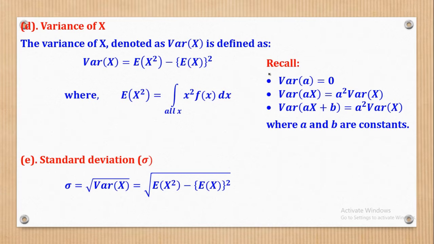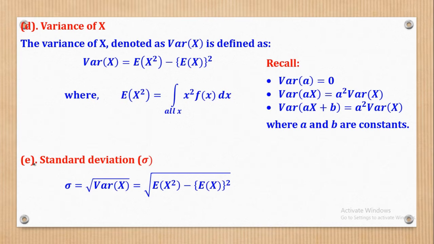So you also need to recall that variance of a constant is equal to 0. Remember, under expected value, the expected value of a constant was that very constant, but in variance it is 0. Then also Var of ax, where a is a constant, is equal to a squared Var(x). Know that there is a squared. Also Var of ax plus b is equal to a squared Var(x). I think you realize that here we do not add b because b was a constant and variance of a constant is always 0. So that is part D.